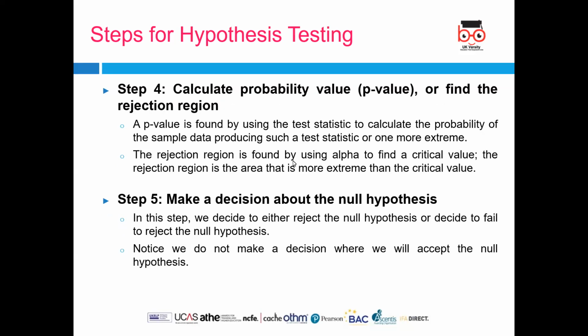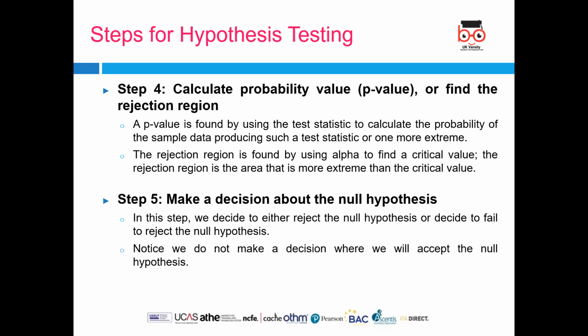Now in step four, we calculate the probability value or p-value or find the rejection region. A p-value is found by using the test statistic to calculate the probability of the sample data producing such a test statistic or one more extreme. The rejection region is found by using the alpha value. If you conduct any statistical test, for example, multiple regression or correlation, then you will have a p-value. If the value is less than 5%, you reject the null hypothesis. If the value is more than 5%, you do not reject the null hypothesis. The rejection region is the area that is more extreme than the critical value.